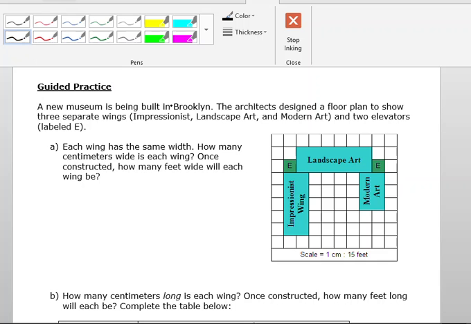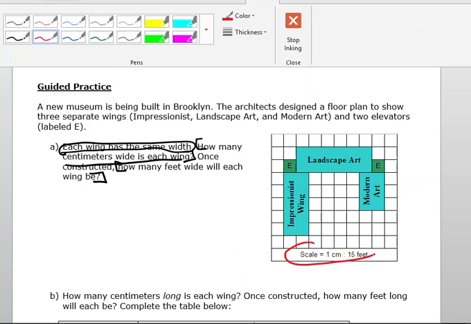A new museum is being built in Brooklyn. The architects designed a floor plan to show 3 separate wings: Impressionist, landscape art, and modern art, and 2 elevators labeled E. Each wing has the same width. That's important, so I'm definitely going to circle it. How many centimeters wide is each wing? Once constructed, how many feet wide will each wing be? Well, where do I find that information?